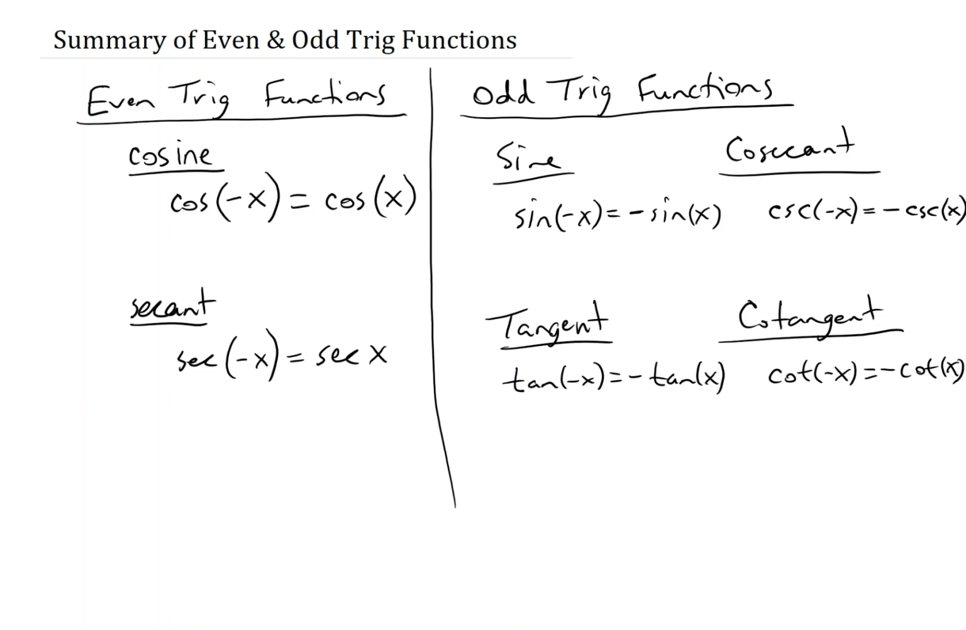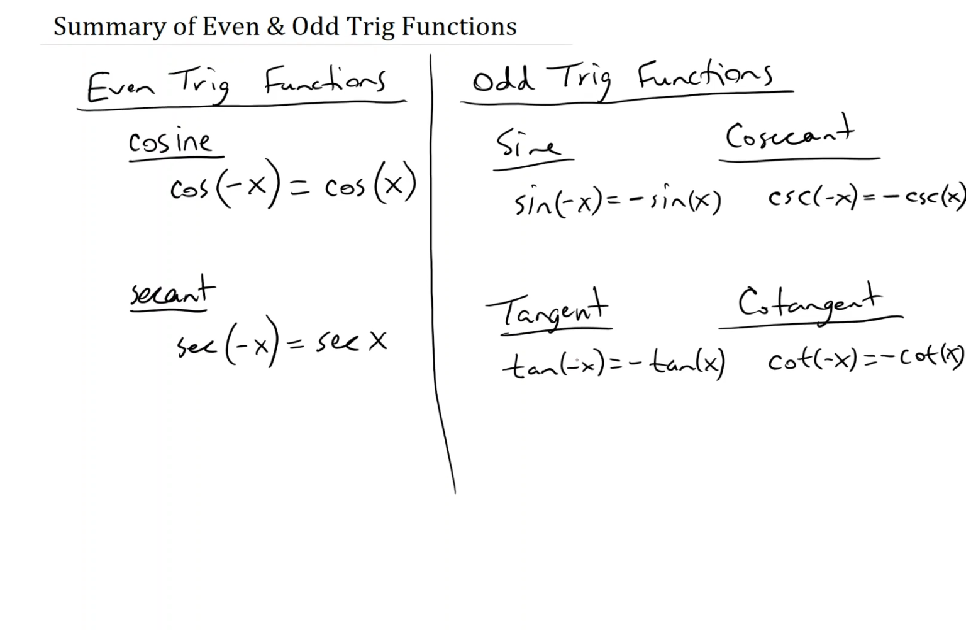And so, again, with all of the odd trig functions, the negative seems to come out of the input and is placed in front of the function as a coefficient, whereas with the even trig functions, it just goes away. Okay? So this can be useful when you're evaluating trig functions with negative inputs.